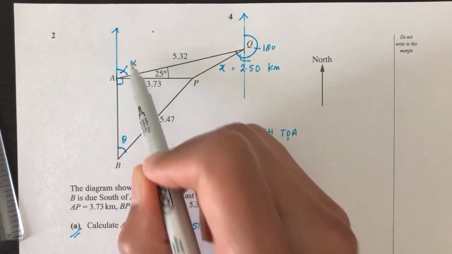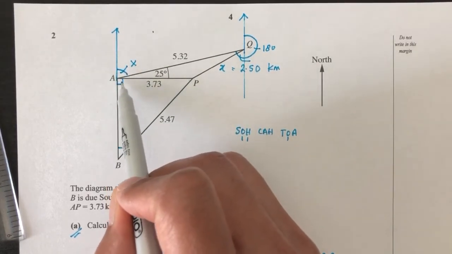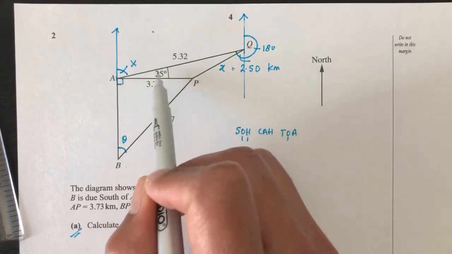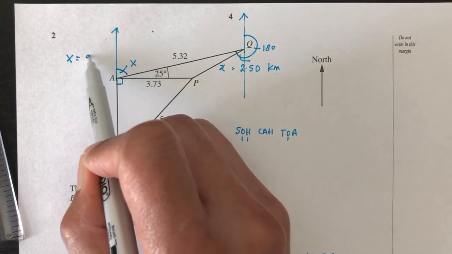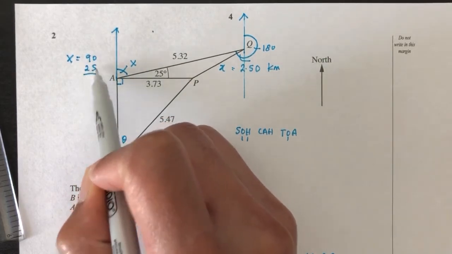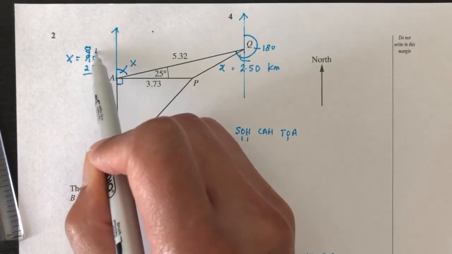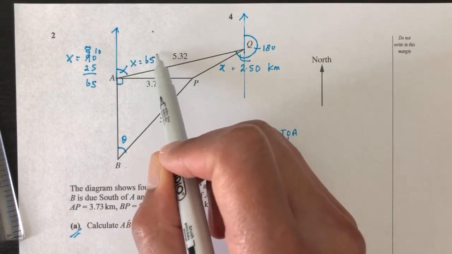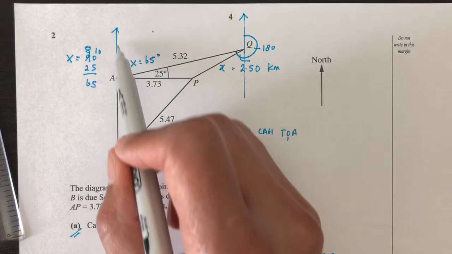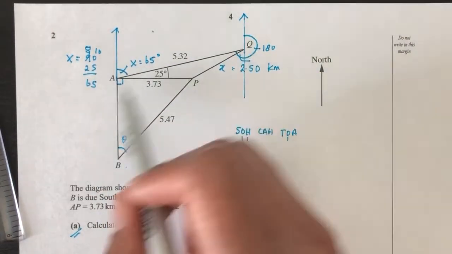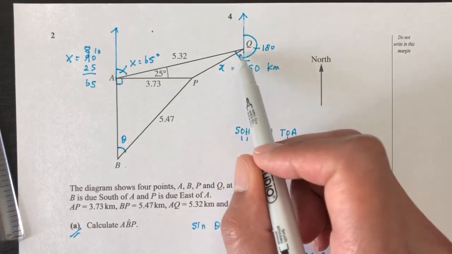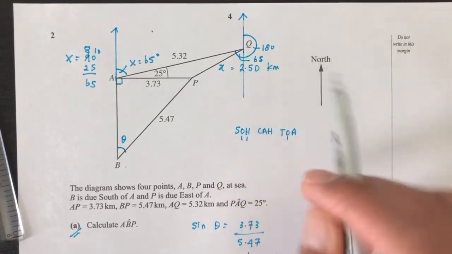This angle is pretty easy to find. Let's call it x. If this is 90, this is also 90. So x is 90 minus 25, which is 65. So x here is 65, which means if this line is in the same direction, this angle here will also be equal to this angle here. So this angle inside will also be equal to 65.